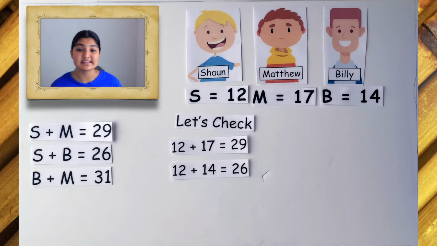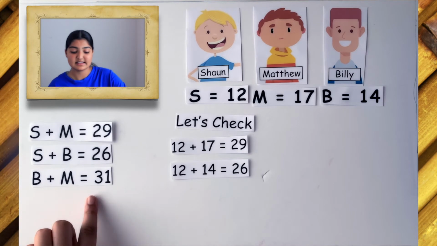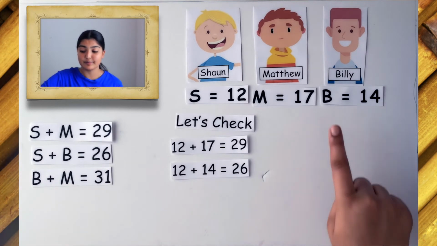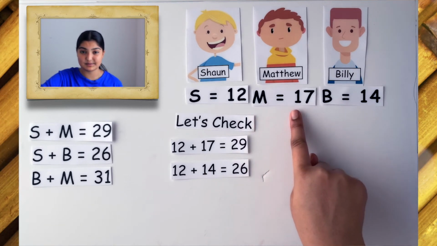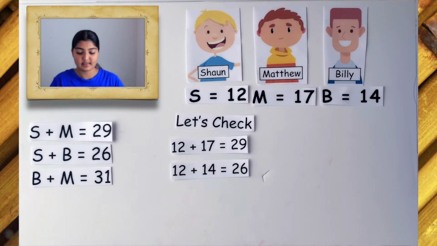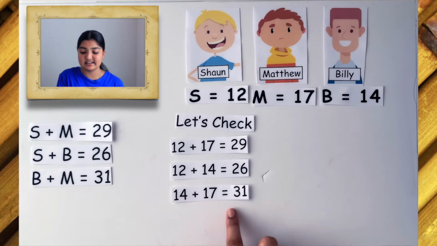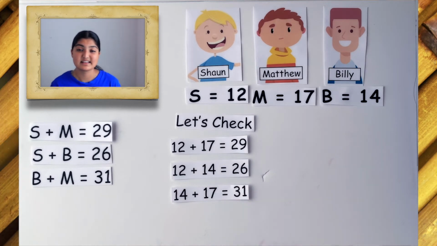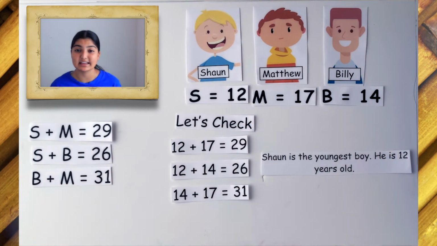And what about the last equation? B plus m is 31. B is 14. And m is 17. So, 14 plus 17 is 31. This proves that our answer is correct. Shaun is the youngest boy, and he is 12 years old.